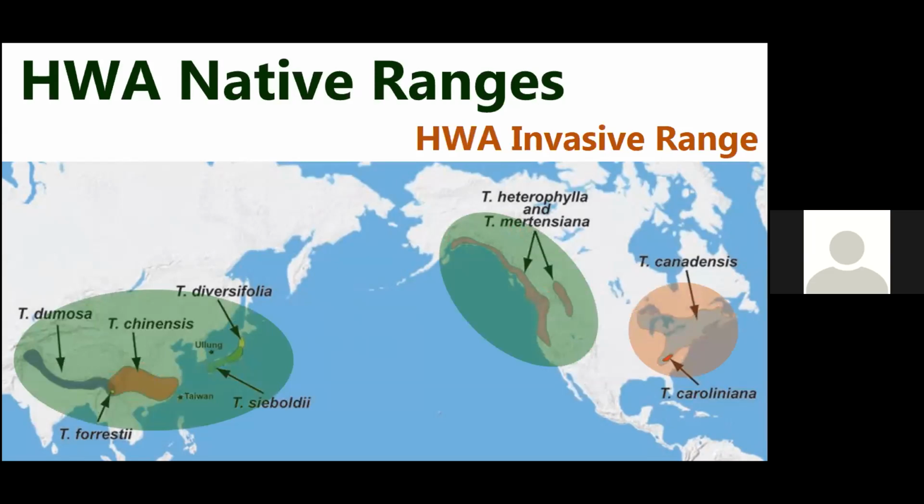However, there is the invasive range, where HWA is a non-native species. And that includes our native hemlock, Tsuga canadensis, and Tsuga caroliniana, which is a native hemlock species in the southern Appalachians.